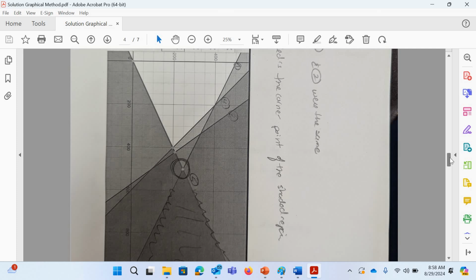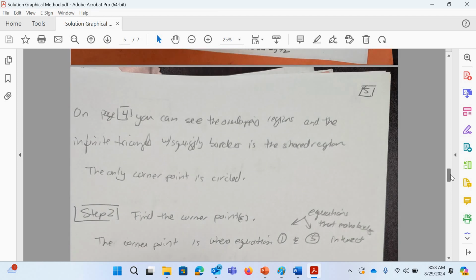System of equations. It's where the 2 lines intersect. So you have to actually look at your graph and go, which one was this? This was number 5, and this was number 1. Those 2 lines intersect at that point. Lovely. Algebra. More algebra. So how do I find that?